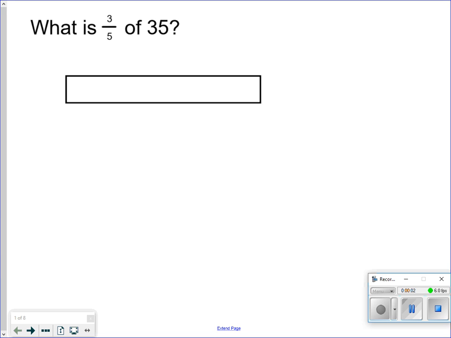This is my entire bar. I know that this entire bar is 35. The total is 35. I need 3/5 of 35, so I have to take my 35 and split it into 5 sections. I'm doing it into fifths. That's my denominator. That's how many parts I'm going to have.